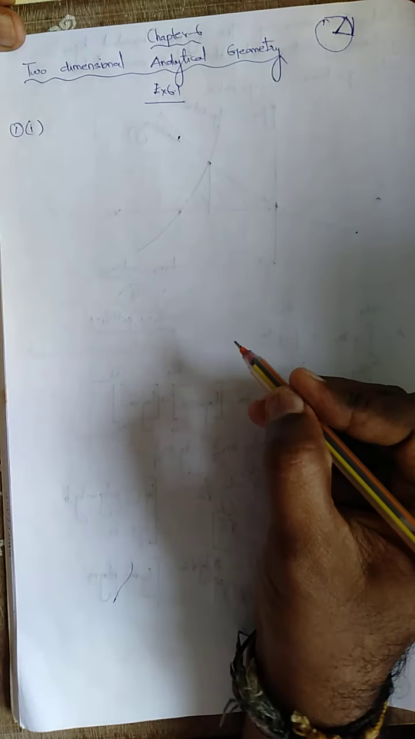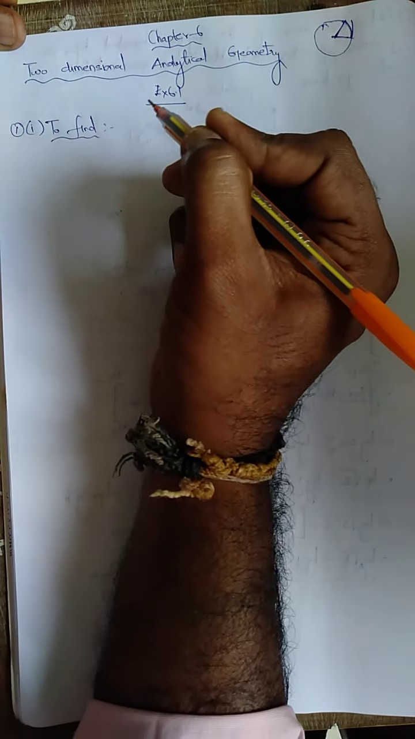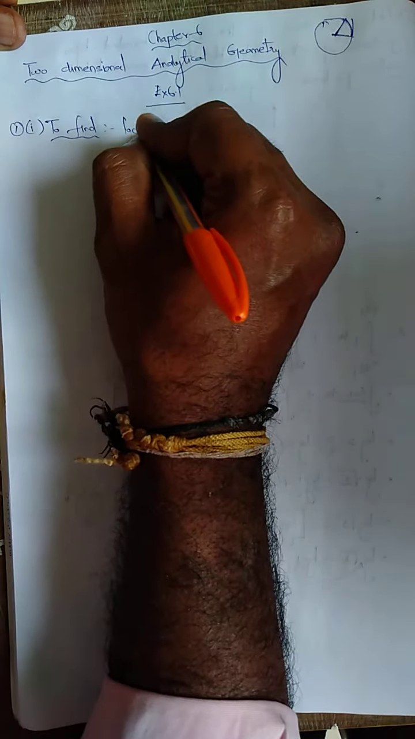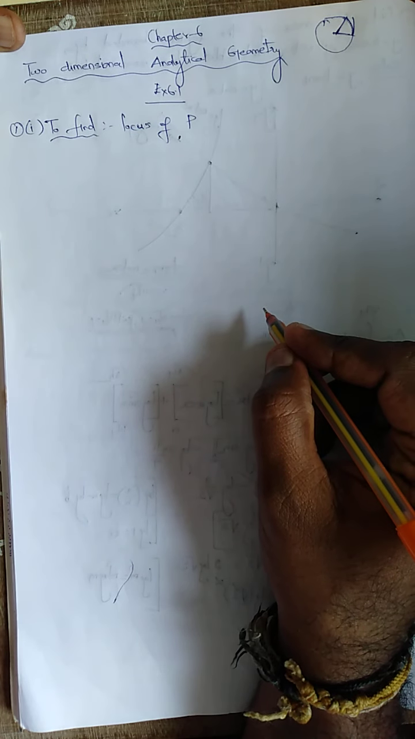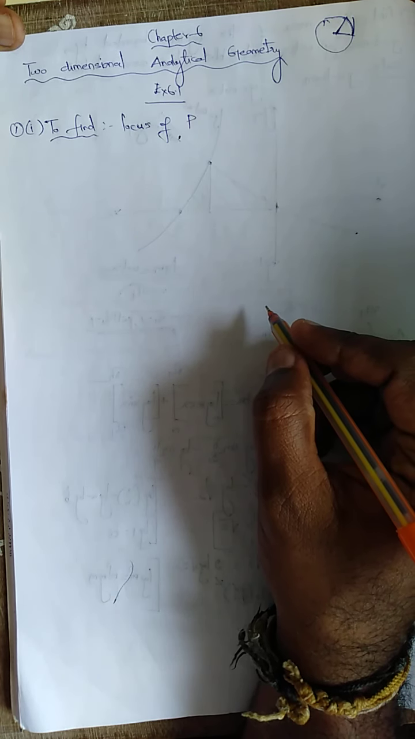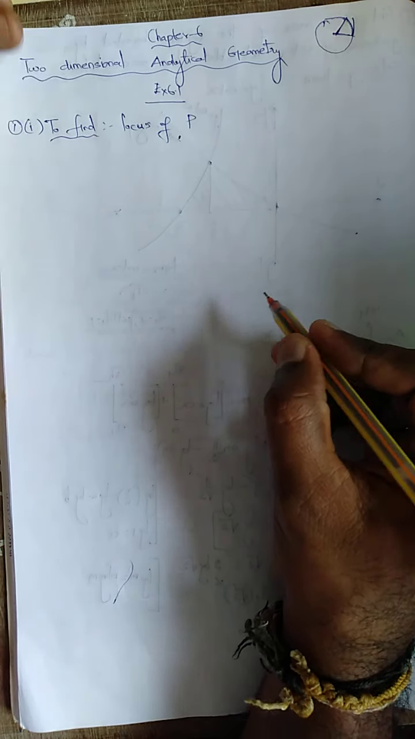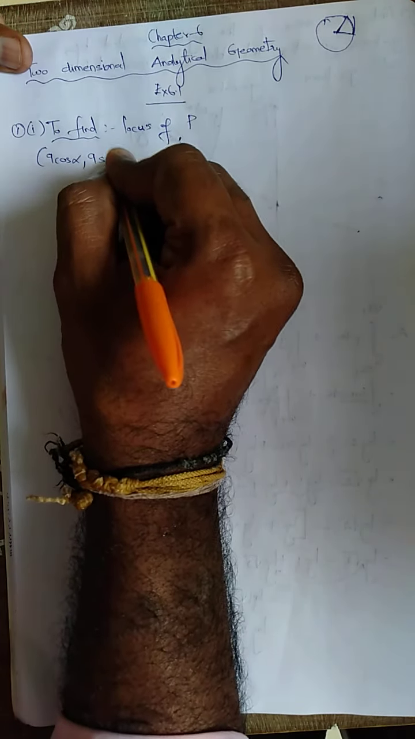First subdivision. They have asked us to find the locus of P. The locus is nothing but a point. Find the locus of P, if for all values of alpha, the coordinate of a moving point P is 9 cos alpha, 9 sin alpha.